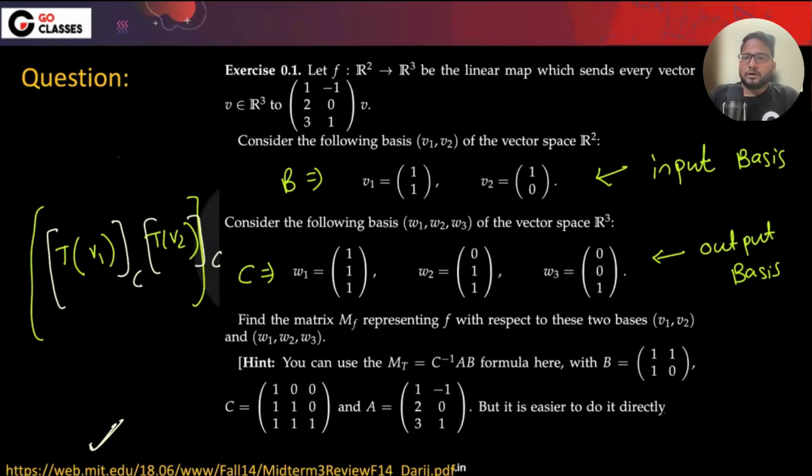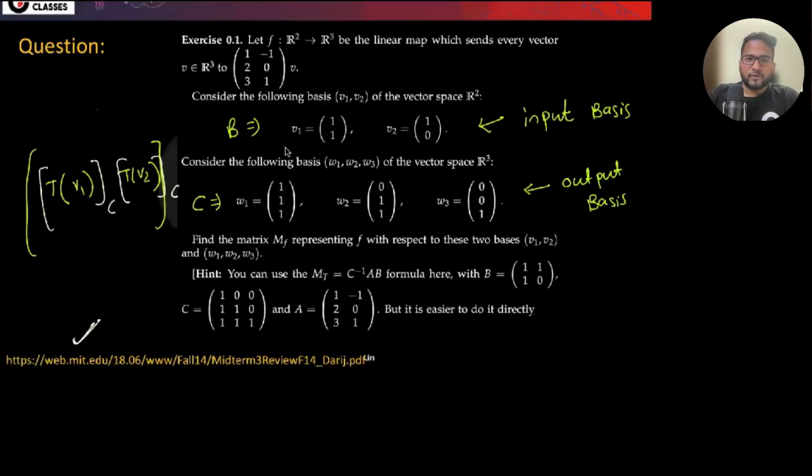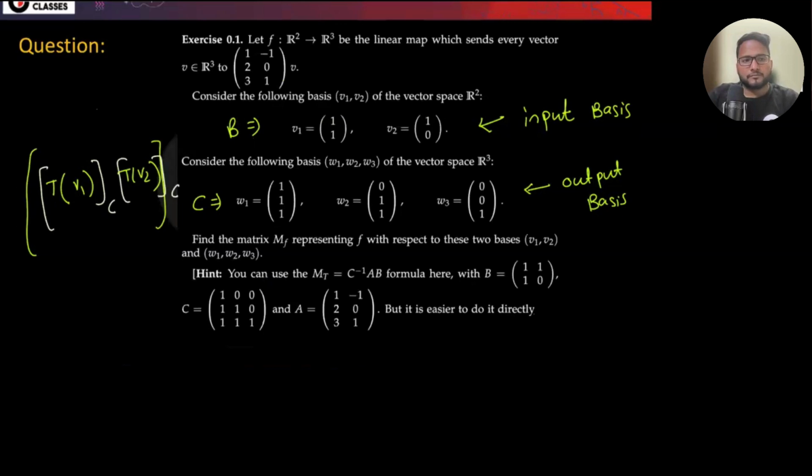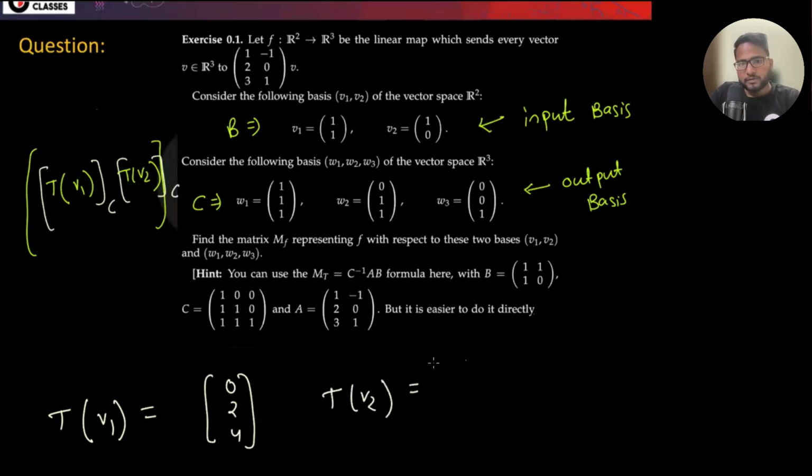Okay, so let's just do this: the transformation of the input basis vectors. Transformation of B1 means if you multiply B1 with this, you get 0, 2, and 4. Transformation of B2, this is the first vector, which is 1, 2, 3. Now you represent this 0, 2, 4 with respect to the basis C.